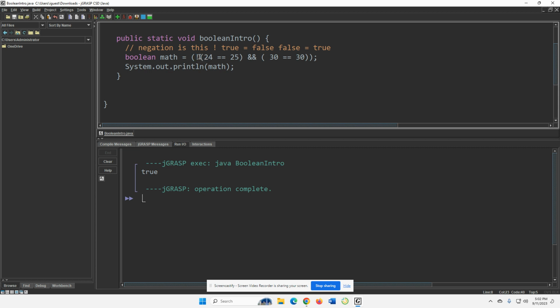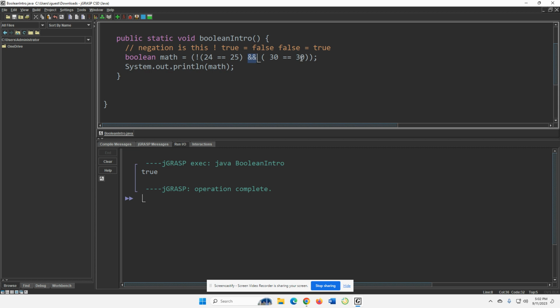Let's just see. For example, here we have 24 equal 25 and 30 equal 30. We talked about what and is. What does and do? And says, okay, are both or is everything equal to true? No, it's not. So as a result, what does and give you? And gives you false, at least for this case right here, because we have a false and a true, and a false and a true does not equal every condition is not true. So what does the whole thing evaluate to? We have false.